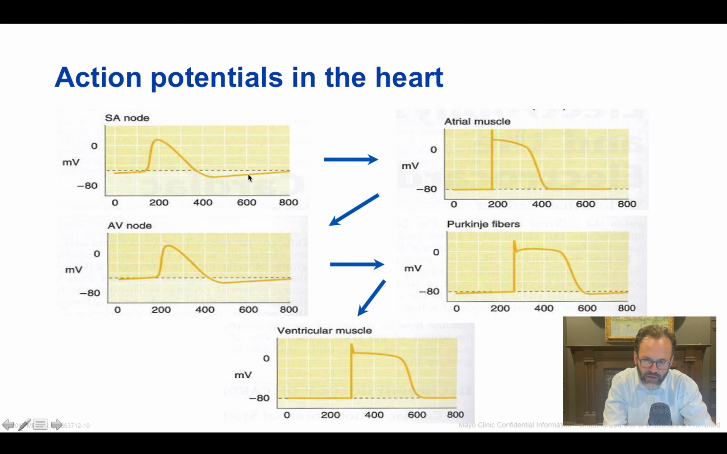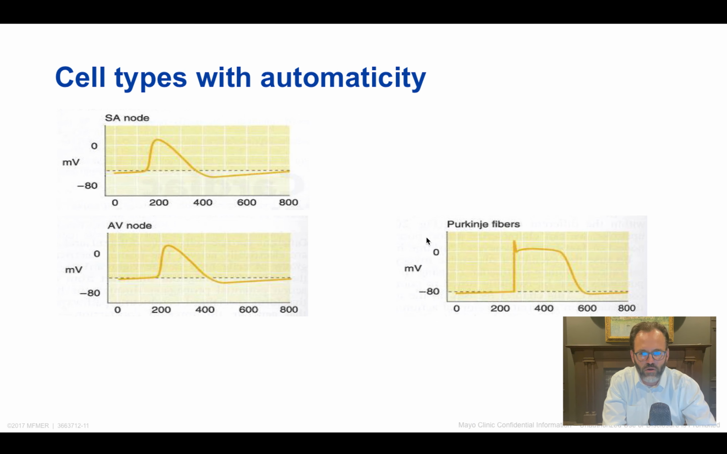That's evident in the SA node. You can see that in the AV node; that slope is slightly less. Similarly, in the Purkinje fibers, that slope is lesser still, and in the atrial muscle and ventricular muscle, it is virtually non-existent. Importantly, those three cell types with unstable baselines of membrane potential are the cell types within the heart that have automaticity, the ability to fire rhythmically and automatically and initiate the cardiac cycle.